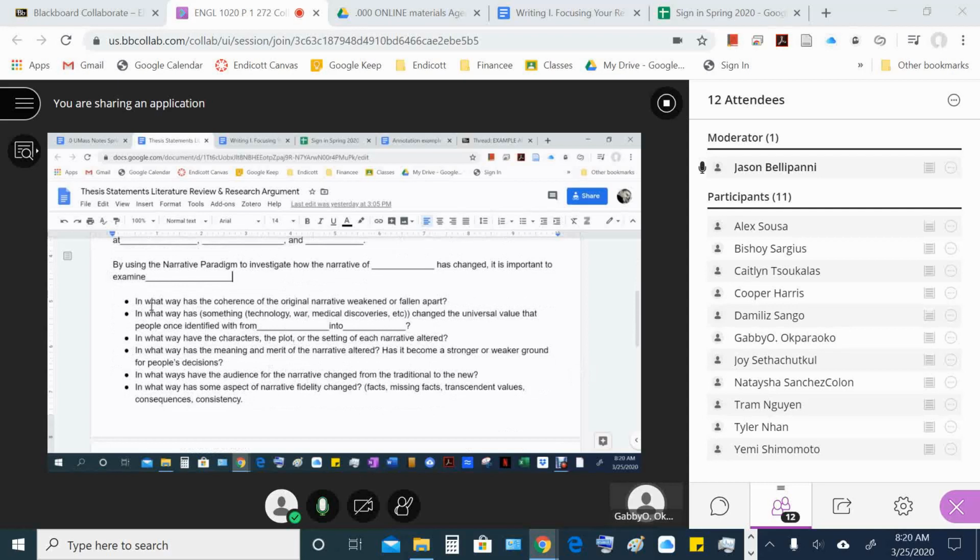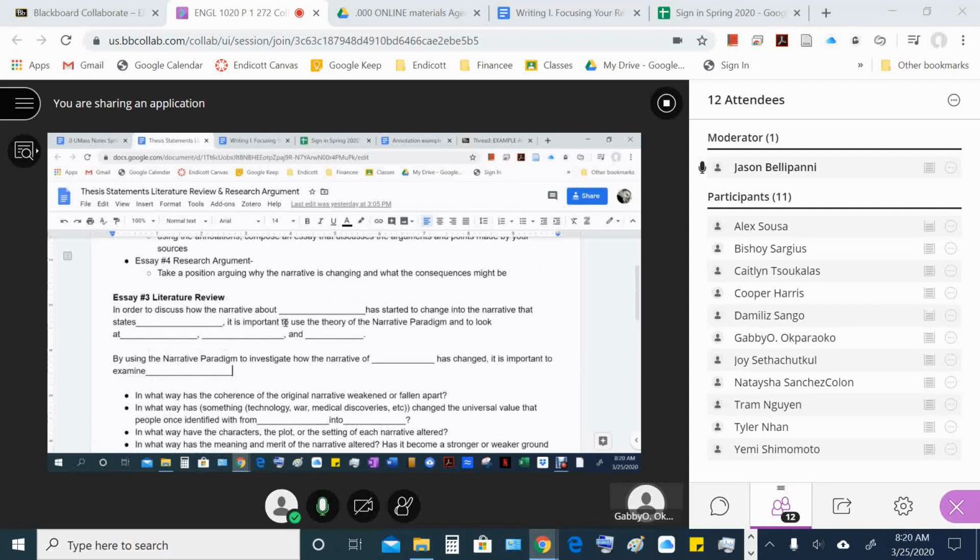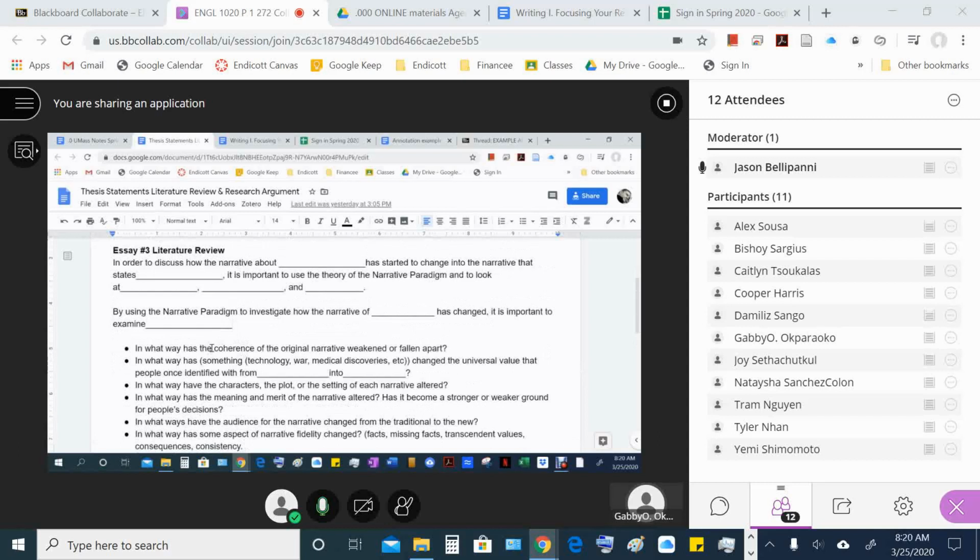You're investigating and talking about each of the narratives, and you're trying to relate it to elements in the narrative paradigm. I've selected these parts of the narrative paradigm that we can use. For example, if you say that the old narrative was this and the new narrative is this other thing, one thing you're thinking about is in what way has, remember, the coherence of the original narrative weakened or fallen apart.